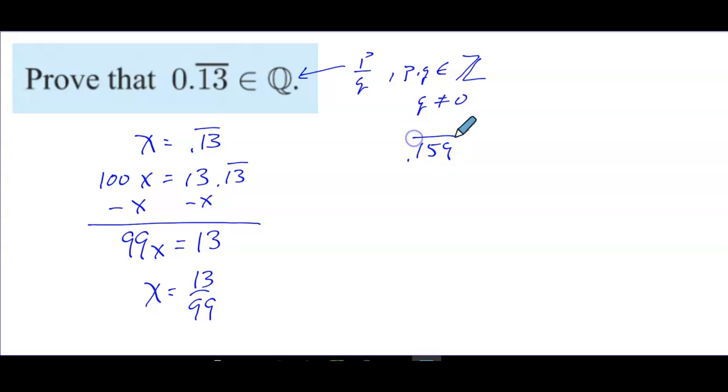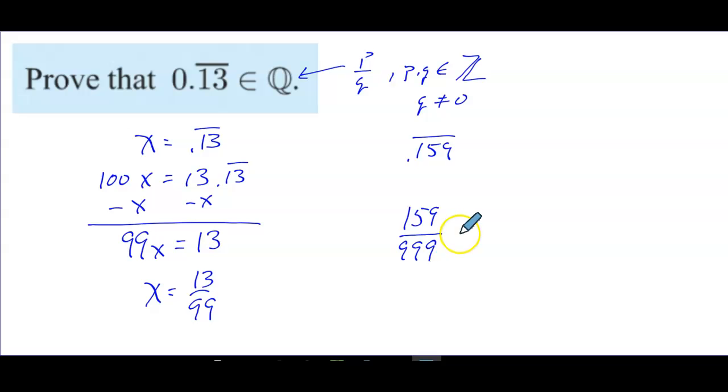You try it. 0.159 repeating. How could I write that as a rational number? Well, boom, there you go. You gave it a shot. You should have multiplied by 1,000 both sides, subtracted 1, so you got 159 over 999.